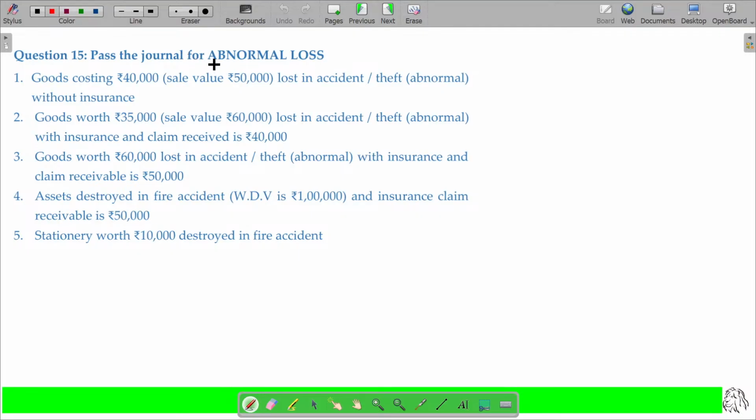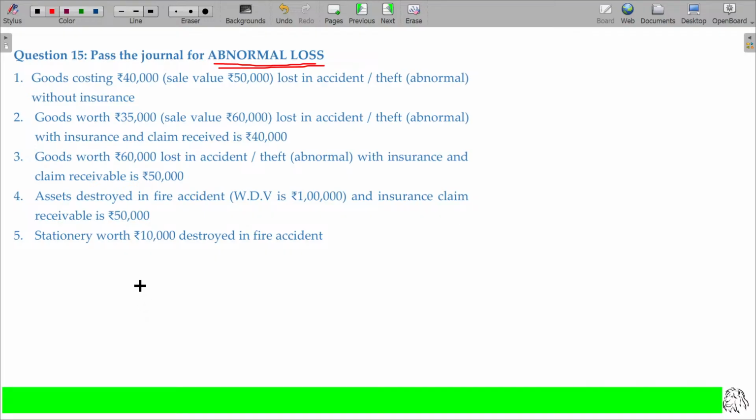Now we will be dealing with the abnormal loss concept. How can we handle that in journal entry format? Abnormal loss is the loss that happens due to the carelessness of the operator or owner. It should be borne by him himself, right? You cannot recover it from the customers, whatever the abnormal loss may be. Is that okay?